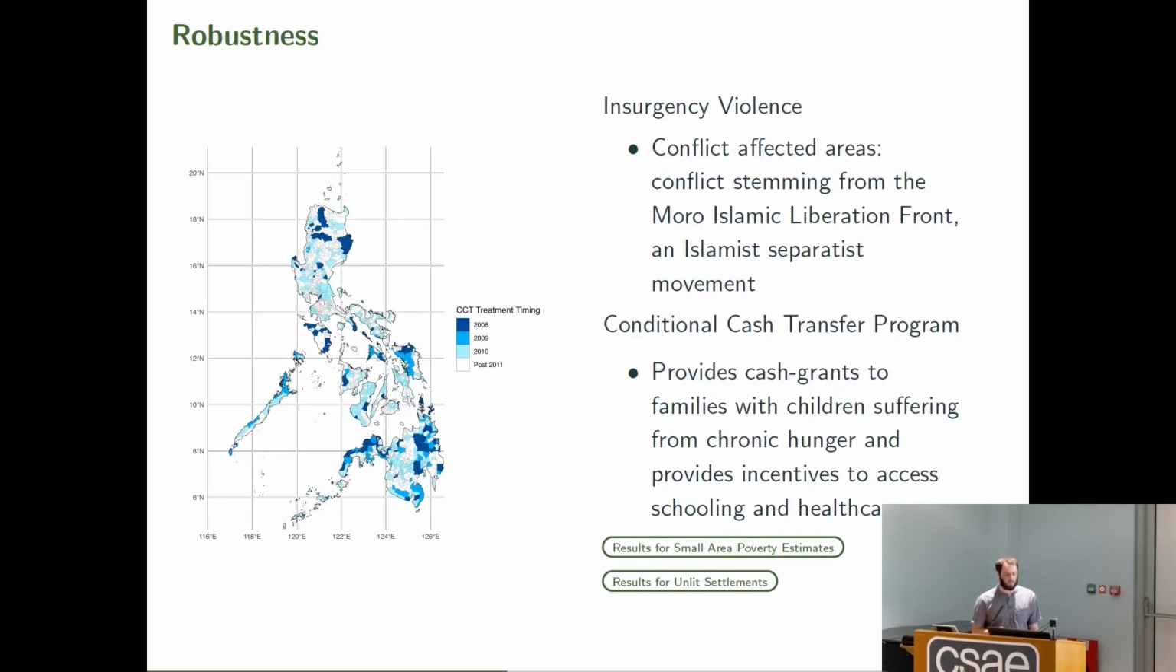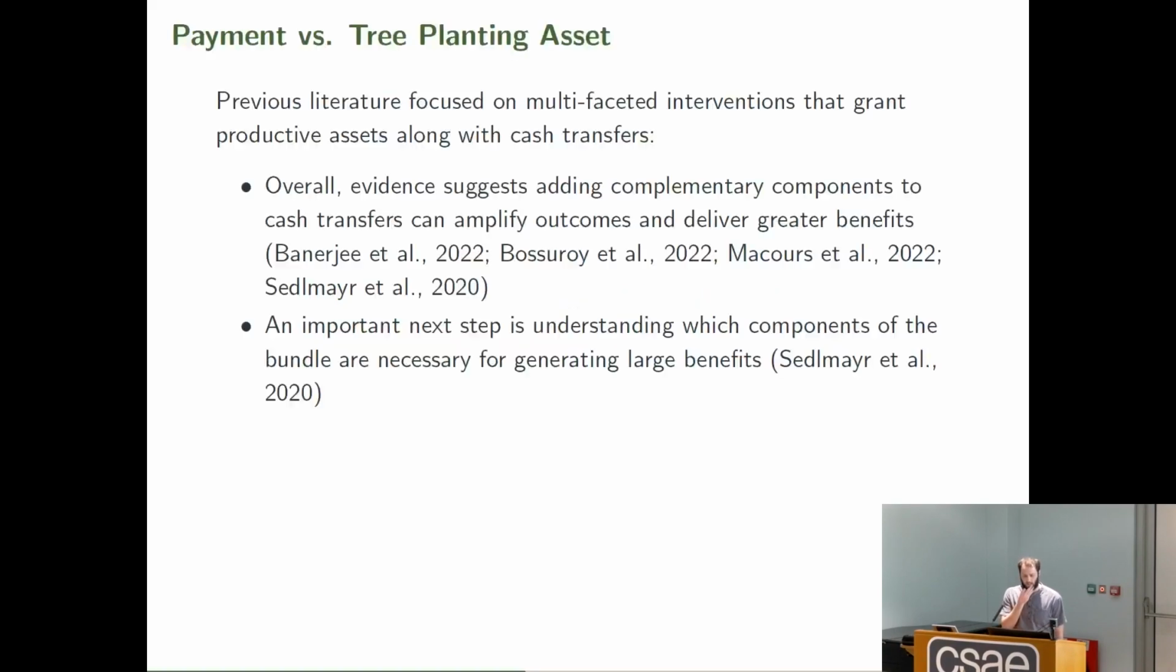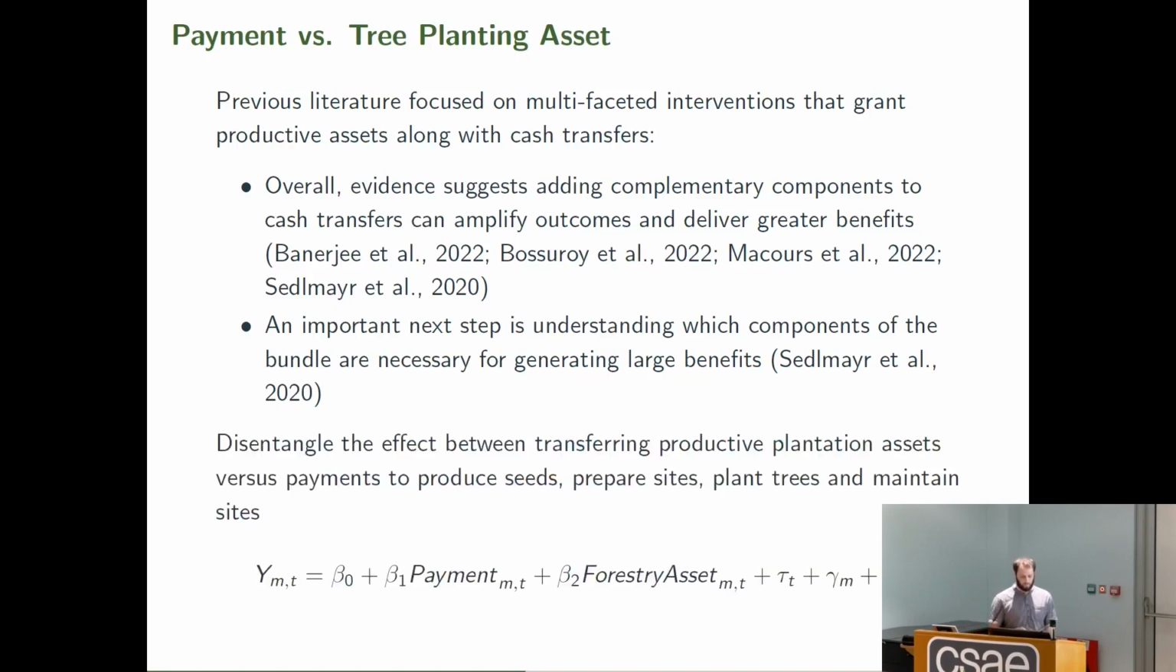Again, we do tests on insurgency violence in the South, and we also do some tests on the conditional cash transfer program that was phased in before the policy, the NGP, and none of these other policies or violence affect our results. Okay, so what is it, the payment or the tree planting asset? Previous literature has focused on multifaceted interventions that grant productive assets alongside cash transfers. An important next step is understanding where the effect is really coming from, what's important within these bundles.